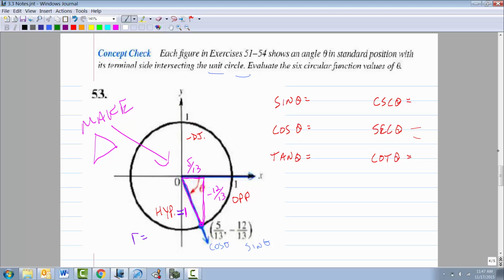Okay, and remember what I told you? A coordinate on a unit circle, the x value represents what? Cosine. The y value represents sine. And tangent is who over who? In this case, it's sine over cosine. Sine is negative 12 over 13. Cosine is 5 over 13. And then what's negative 12 over 13 over 5 over 13? Negative 12 over 5. The 13s cancel. And then you can flip all these. I'm done.